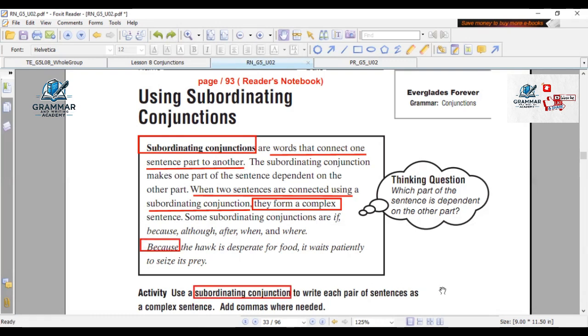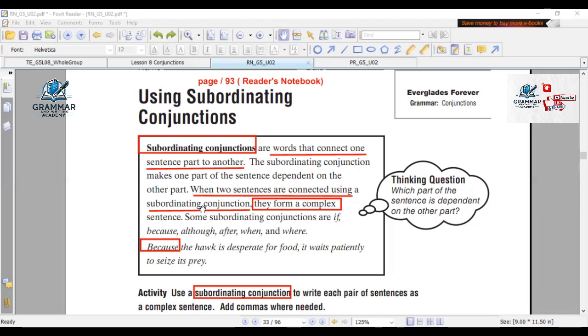Pay attention to me again, my dear boys. I mentioned that if you have a subordinating conjunction in a sentence, in this way you have a complex sentence. By the way, once you have a conjunction in a sentence, and you have two parts because of that conjunction, one of them is called a dependent clause, the other one is called an independent clause. The one that has a conjunction is called a dependent clause.